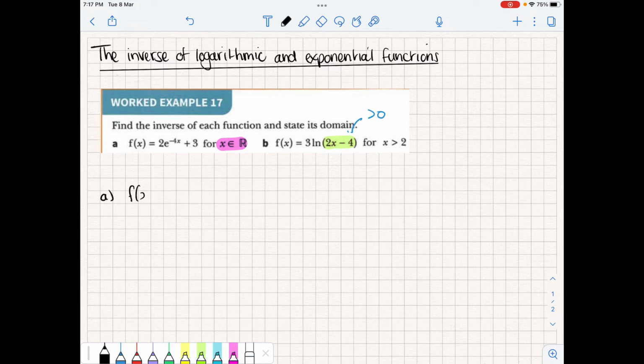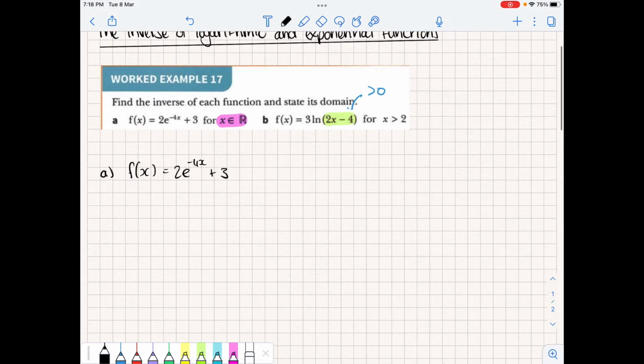We have f of x equal to 2e to the minus 4x plus 3, and we want to find the inverse and then state its domain. It's very cumbersome to keep writing f of x, so we just say let y equal 2e to the minus 4x plus 3. It's just easier than writing f of x the whole time.